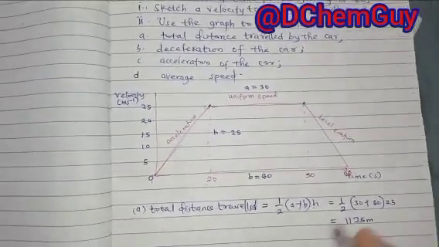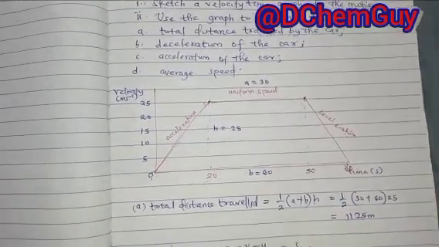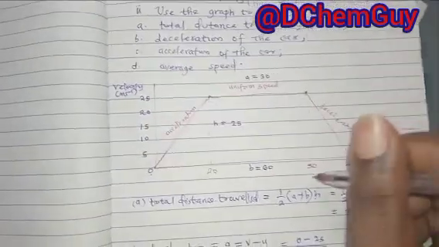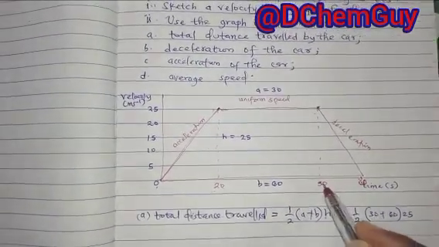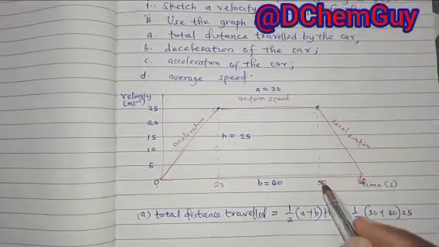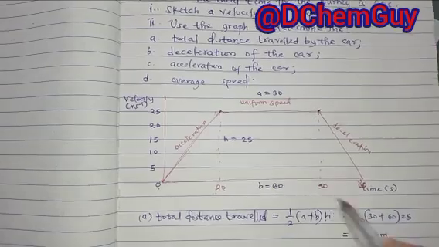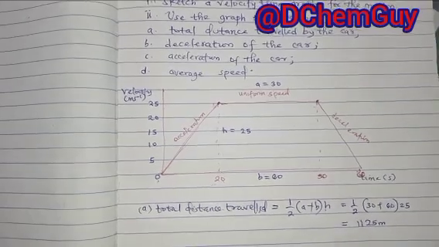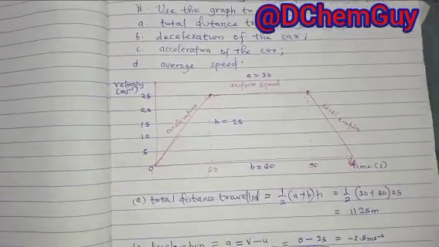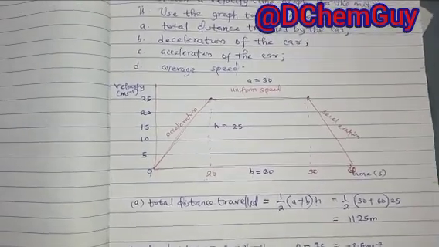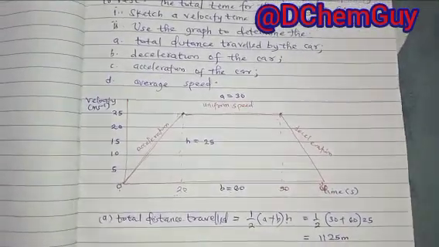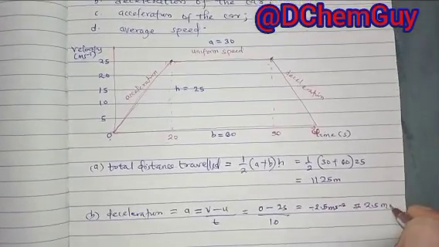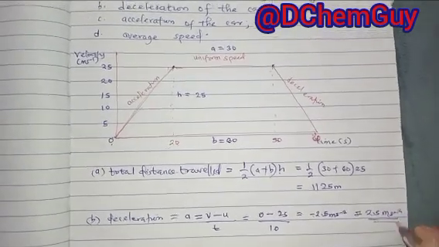So in this case, your final velocity will be what? 0. Your initial velocity was 25. Then the time taken will be 50 to 60. 60 minus 50 is what? 10. Okay, so if you do this, you are going to get minus 2.5 meters per second squared. But we cannot get negative values, so that's why I say the acceleration is negative of acceleration. So our answer is 2.5 meters per second squared. This is our deceleration.